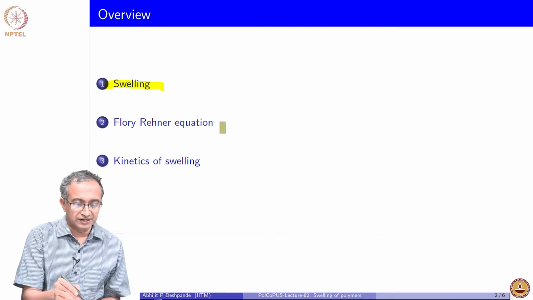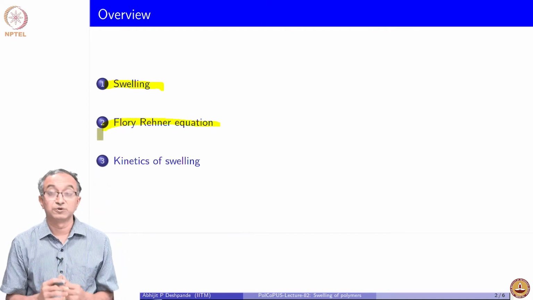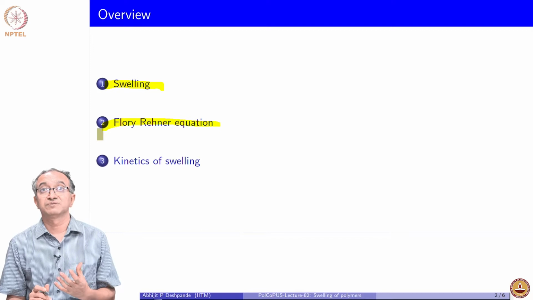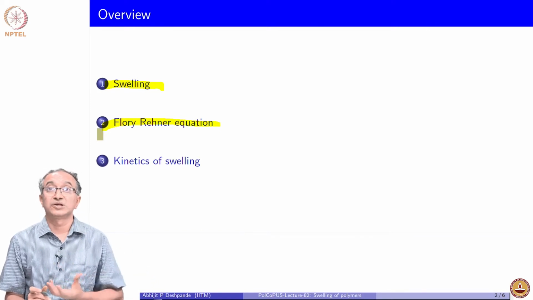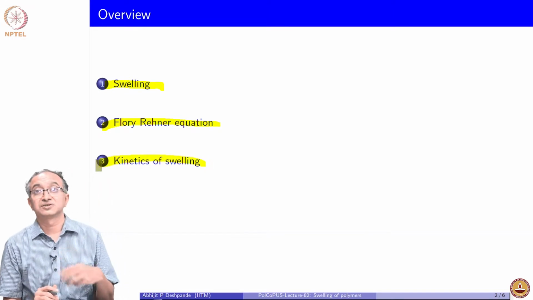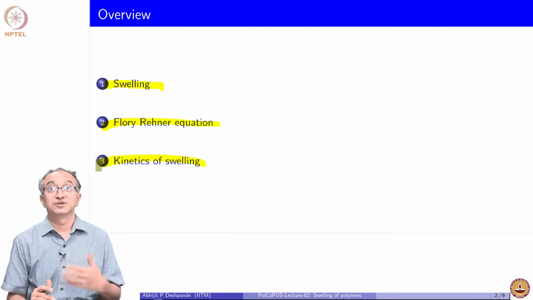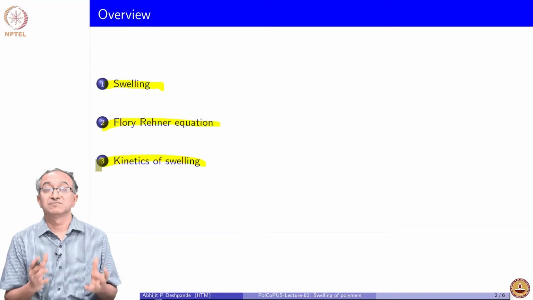We will look at the elements of theory, which is the Flory-Rehner equation, which can explain how to estimate cross-link density and how to understand the amount of swelling that a cross-linked polymer undergoes in the presence of a small molecule or a solvent. And we will also end with a discussion of how this swelling phenomenon happens as a function of time, and what the different phenomena are which are required for the overall swelling to proceed.